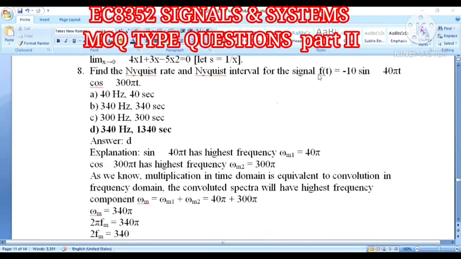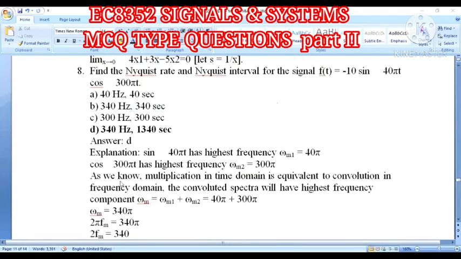Next question. Find the Nyquist rate and Nyquist interval of the signal f of t equal to minus 10 sine 40 pi t cos 300 pi t. Let us check the answer. Nyquist rate and Nyquist interval. Already we discussed this kind of problem also. Okay. First you have to find out the maximum frequency. So here maximum frequency is 300 pi. So omega m is equal to 300 pi, and the lowest frequency is 40 pi.